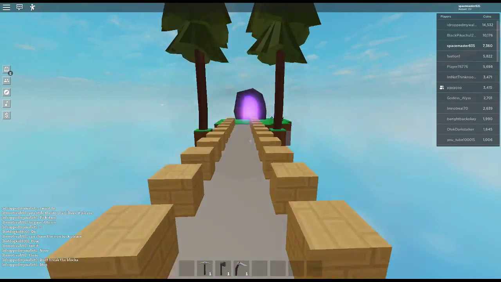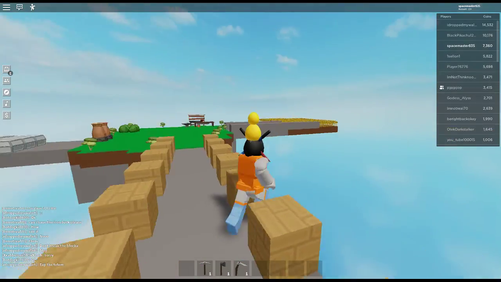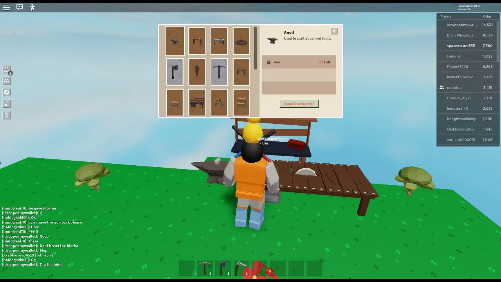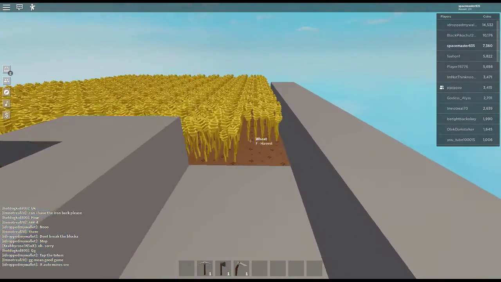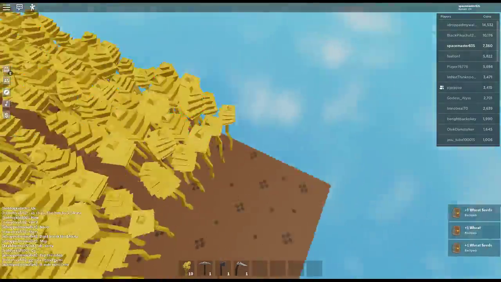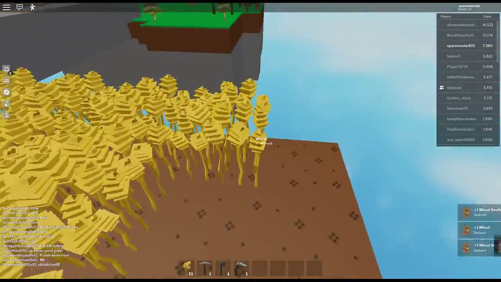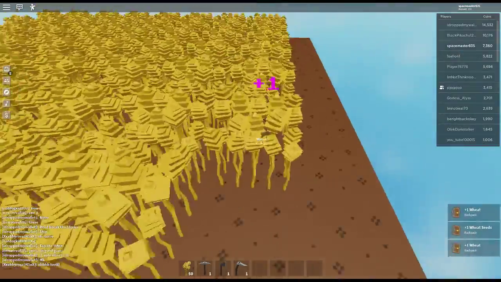I will keep that because I am trying to get a lot of small chests. And there's a new bench called a floral bench. It's for decoration pretty much only. If you go into the little cash sign on the side of your screen, you have VIP, starter pack, and floral bench.